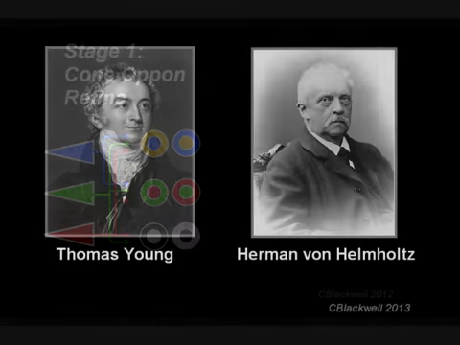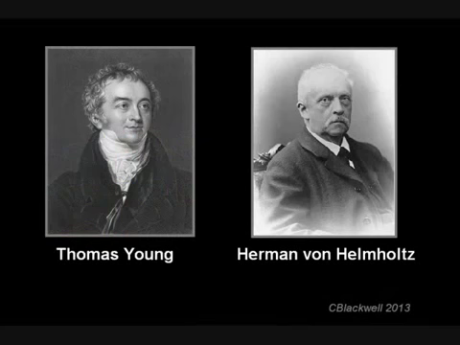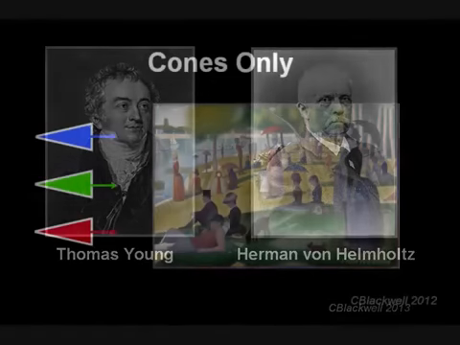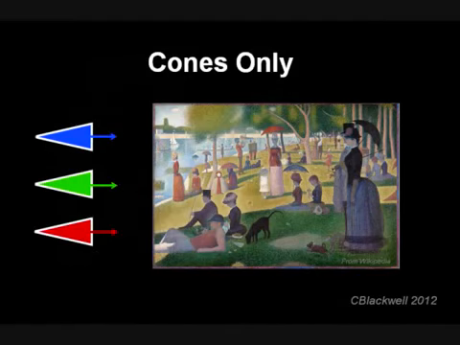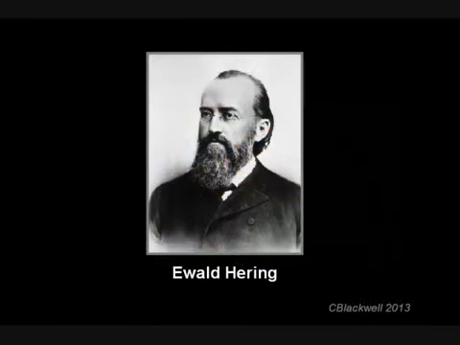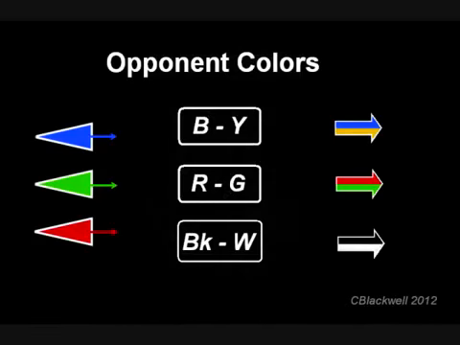Young and Helmholtz thought they had a sound explanation for color vision using just cones. But there were aspects of color vision that weren't accounted for by this theory. To try and explain those issues, an Austrian named Ewald Hering proposed an alternate system that divided color perception into 3 channels: blue-yellow, red-green, and black-white. He called this opponent color theory.